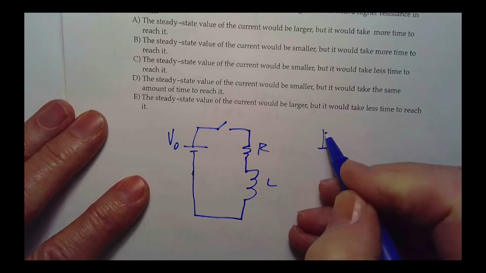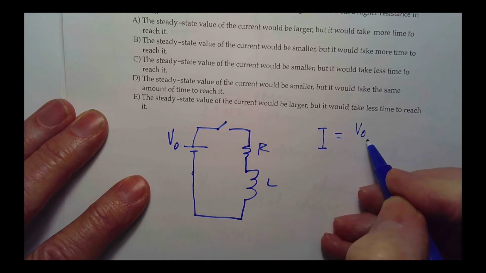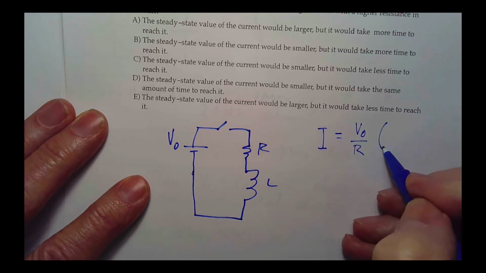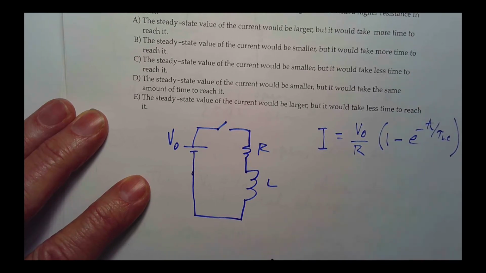Here's the result we got on the previous page. If you're a mathematician, then you like to write this equation: I is V0 over R times (1 minus e to the minus t over tau) for the LR circuit. Tau was L over R.